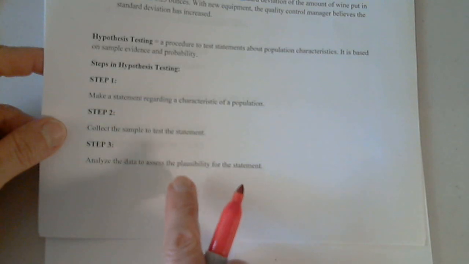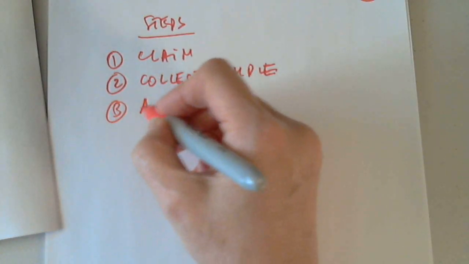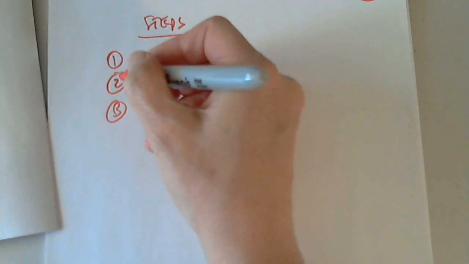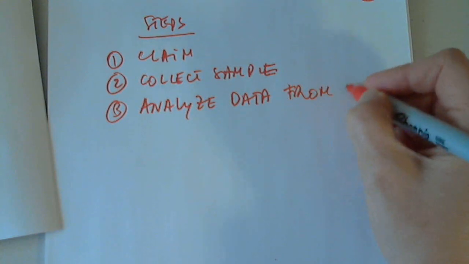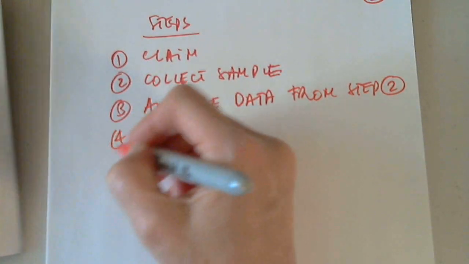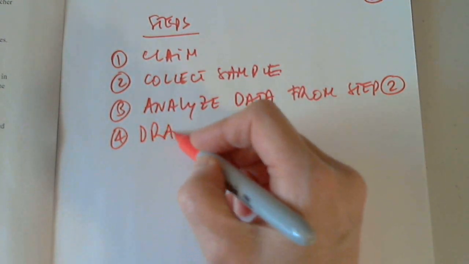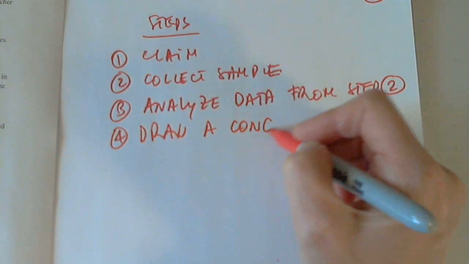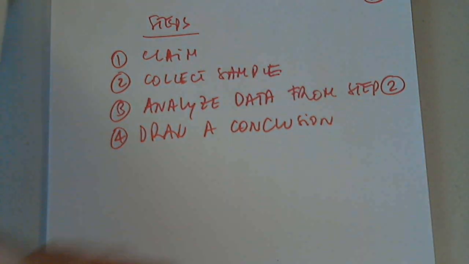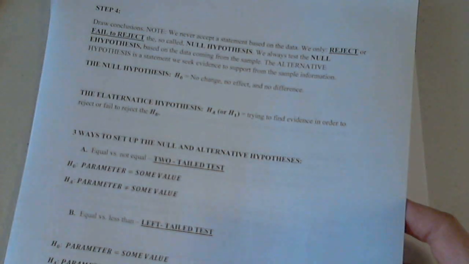And it has to be representative of the population we have to study. In step three, we analyze the data coming from the sample. Number three, analyze data from step two. And final step, draw a conclusion. I'm on page 2 of the handout.